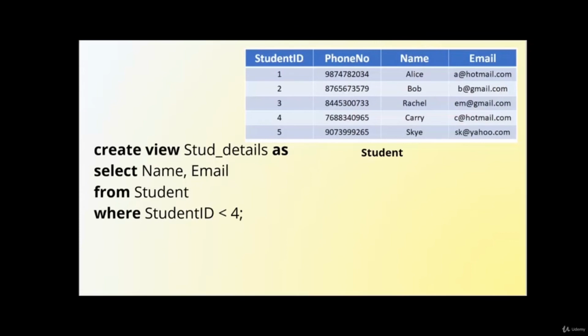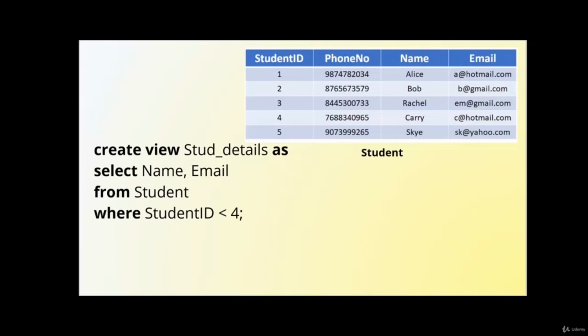create view student_details, where student_details is the name of the virtual table. You can give any name. Then select name, email. Here you have to write the column names that you want to see in your virtual table. Here I have selected the column names name and email, from student, which is the name of the original table, where student ID is less than 4.